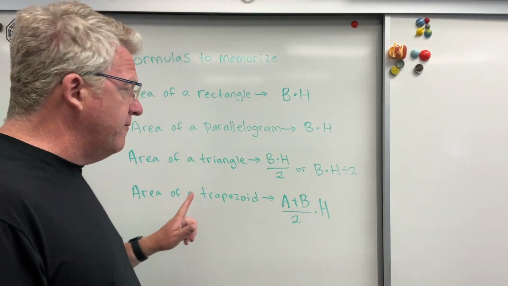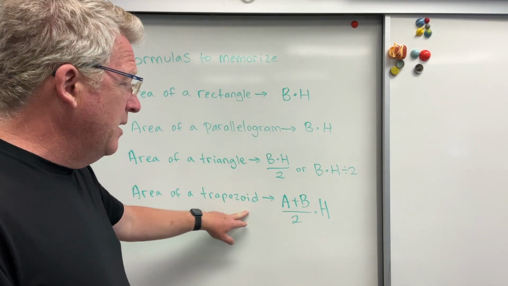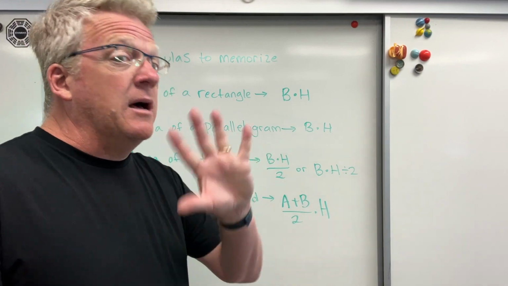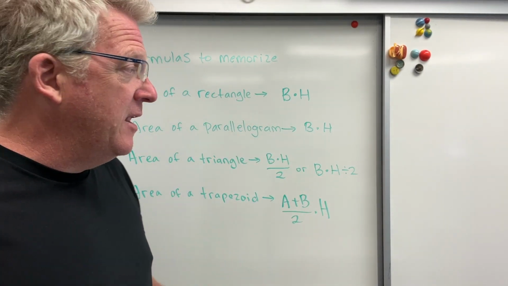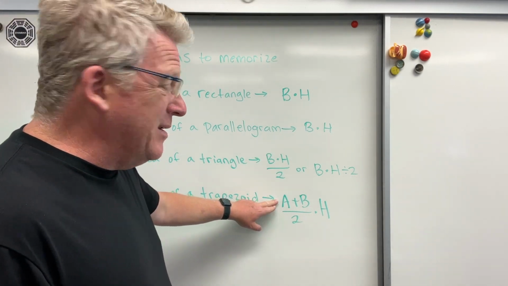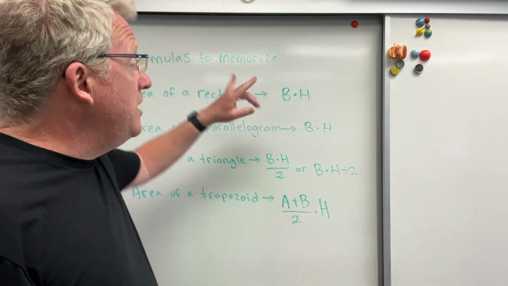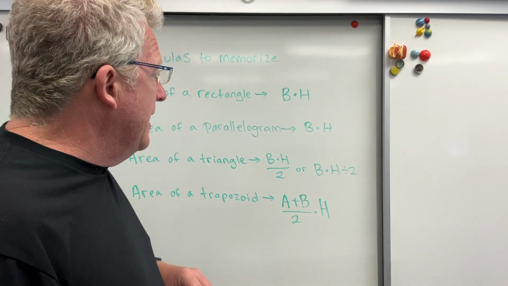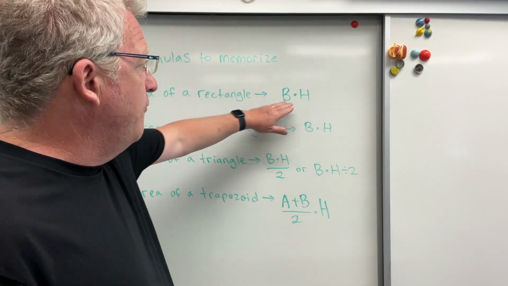The new one for your notes this week is area of a trapezoid, which is by far the most complex, but my hope is in this video that it'll make sense and that it'll be clear. A plus B divided by 2 times height. That's it. That's all you gotta know. You do need to memorize these formulas. I am gonna ask you on the quiz to write down the formula.